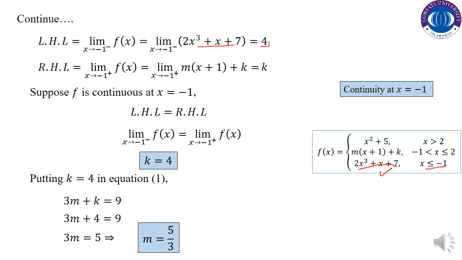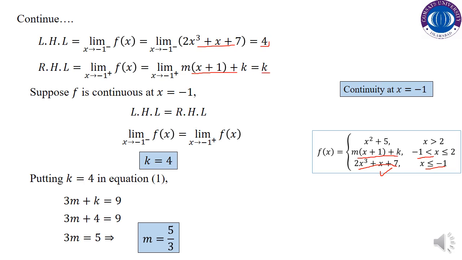Now right hand limit. For the right hand limit we will take a function for which x is greater than -1. So x is greater than -1 is here. So this will be the function for right hand limit as x approaches -1. So applying limit on this function, we will have k as a right hand limit.